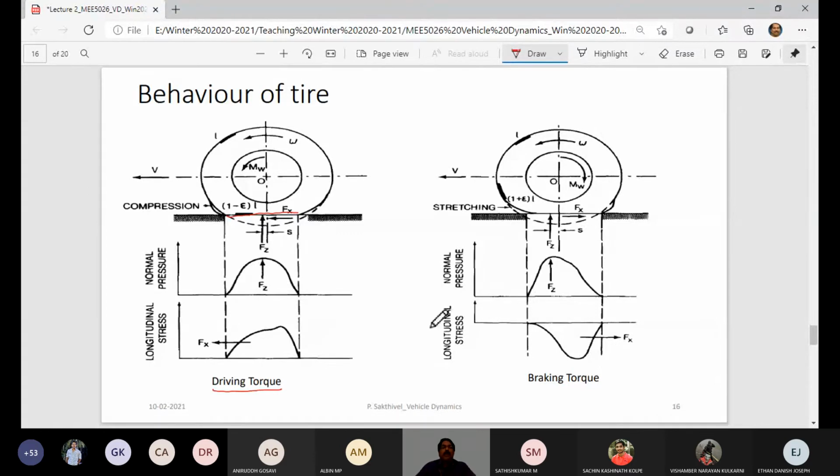So what is very important is you should understand 3 rolling conditions of the tire. One is the rolling condition during driving torque. Another is the rolling condition during braking torque. You won't apply both driving torque and braking torque in your vehicle. When you drive your car and you are accelerating, do you also apply braking? Then it is kind of abusing your vehicle. So you will not do that. These are independent scenarios.